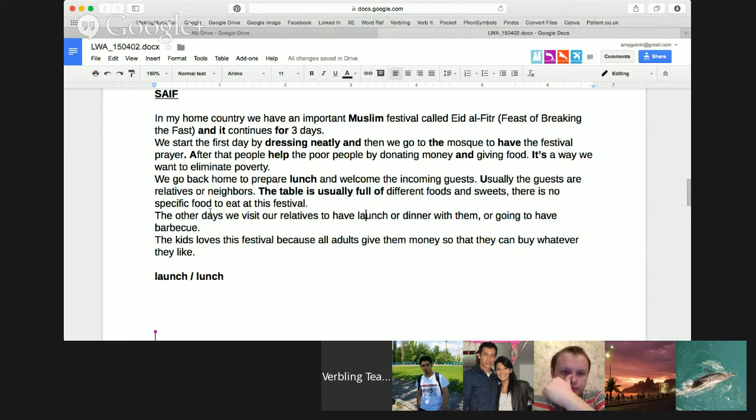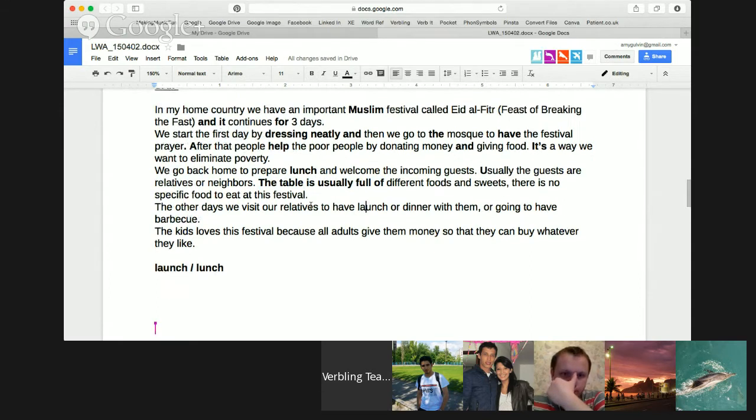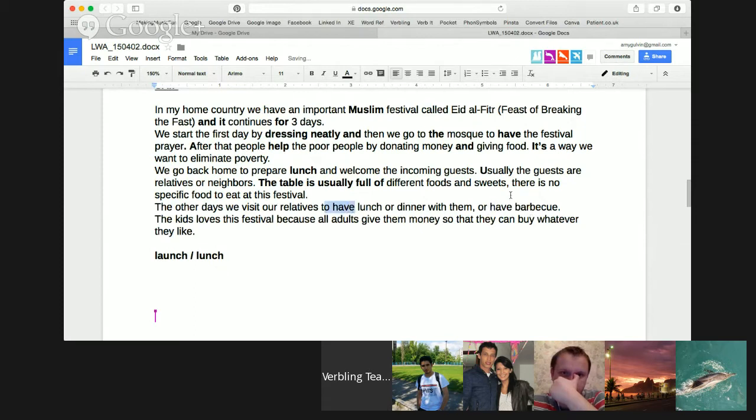There is no specific food to eat at this festival, okay? Just whatever you like. The other days, we visit our relatives to have lunch or dinner with them or have a barbecue, because you need to use the same verb tense. So you've got have here, so have again here. I have a question. If you have a barbecue, where can you have it? Well, usually we use that word to mean outside, something cooked outside.